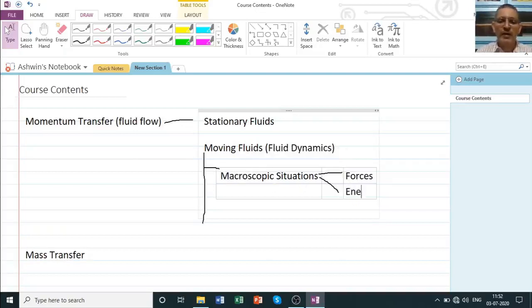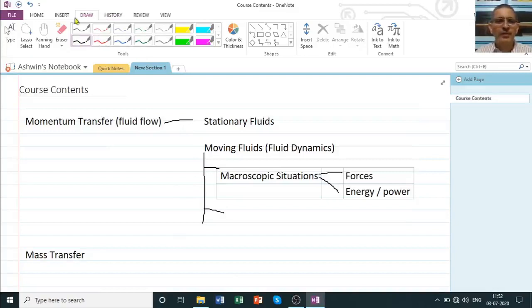Then we are going to talk about energy and work and power. Okay. And then the next thing that we are going to do in these macroscopic balances, after the macroscopic balances, we are going to talk about microscopic balances.